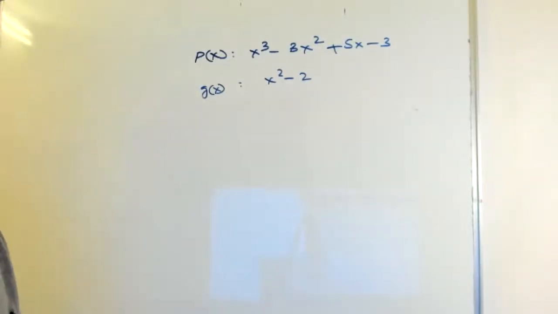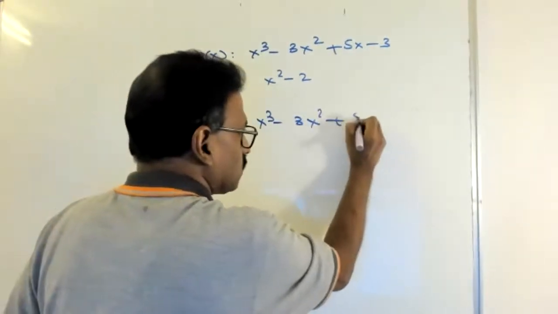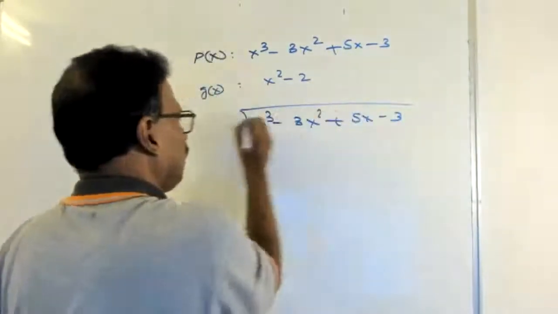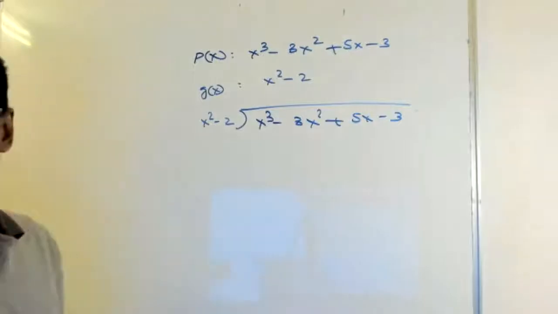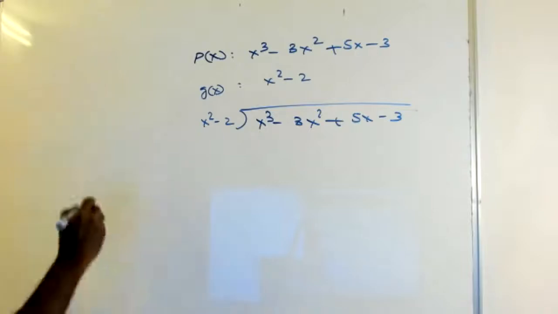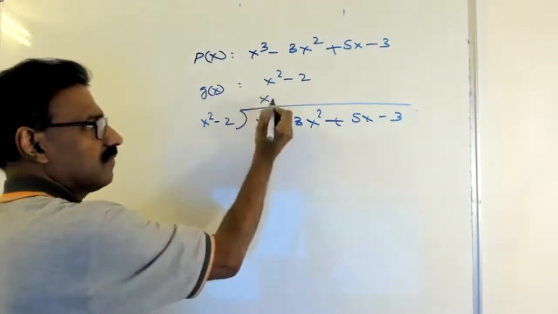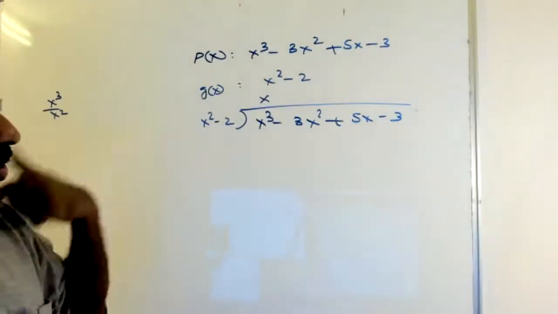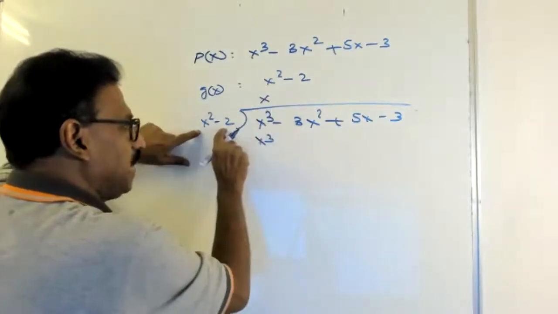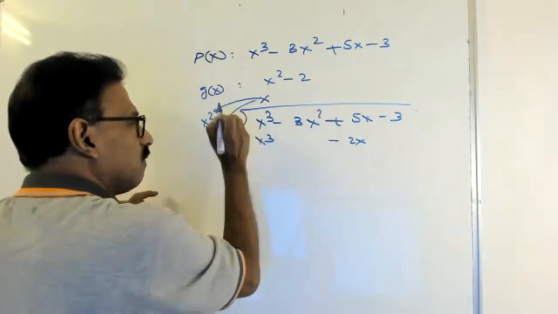Yes, sir. Okay. Then I write x cube minus 3x square plus 5x minus, all the terms are there. 3, 2, 1, 0. Okay. Divided by x square minus 2. Okay. Then the first term is x cube. Here, first term is x square. So, x cube divided by x square is x. You write here x. Okay. Then you have to start multiplication. X into x square, that is x cube. Then x into minus 2, minus 2x. Because you have to multiply this one and this one. Are you okay?